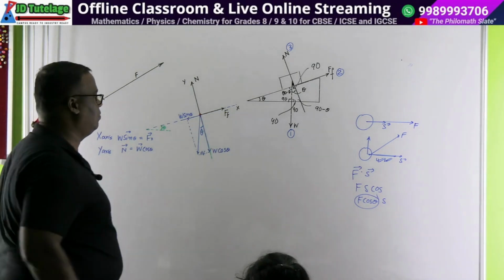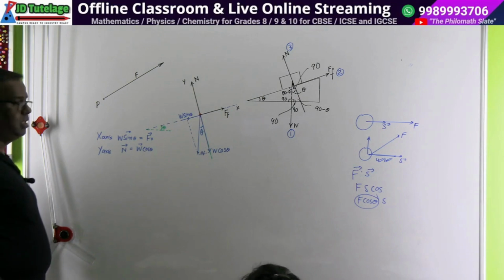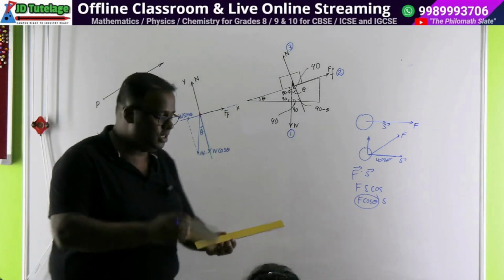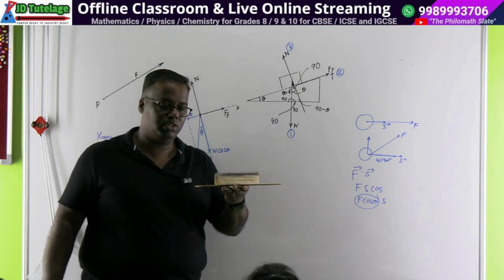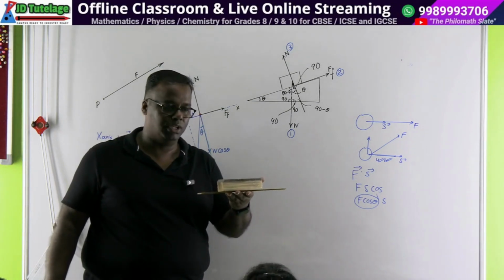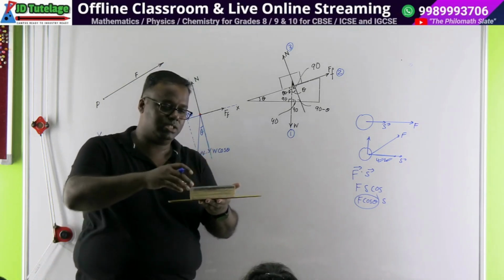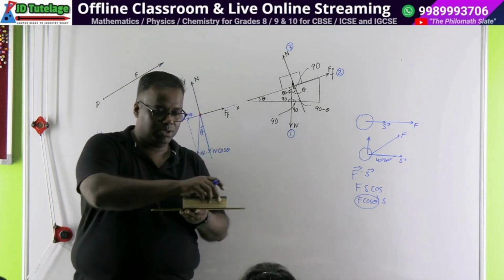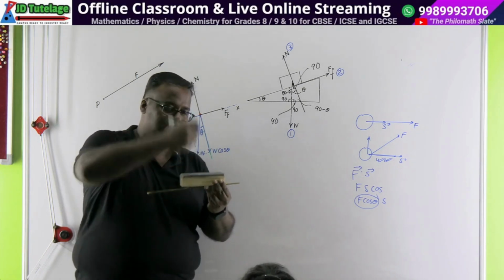Now let's see the... If you want anything to be in equilibrium, this thing is in equilibrium. Net force acting on it should be zero, right? Otherwise this will be moving. So net force means what? Force on the x-axis: if someone is pulling this way, someone is also pulling that way. This side is settled. Now let's settle up and down as well.